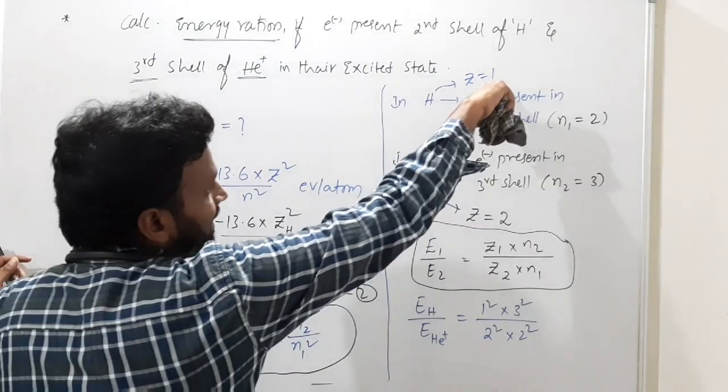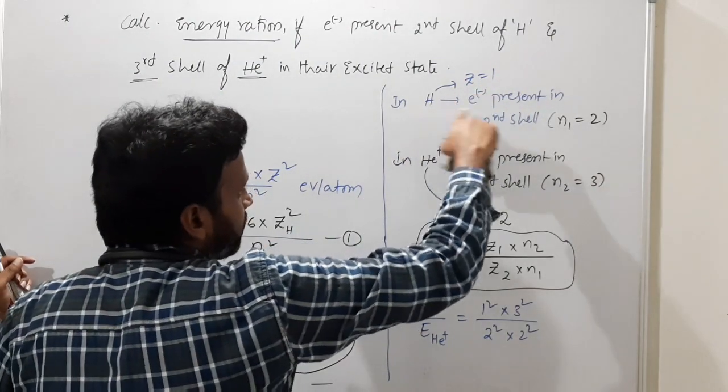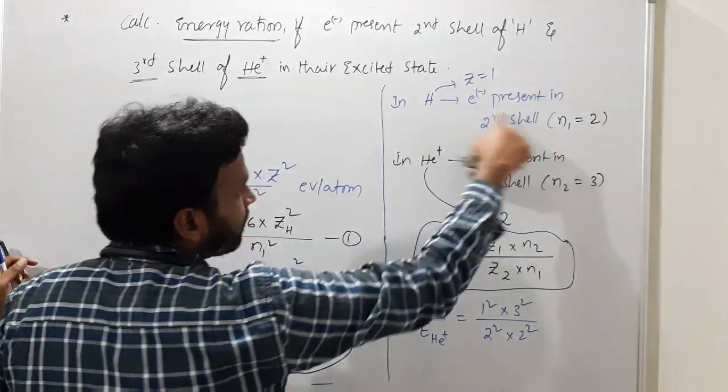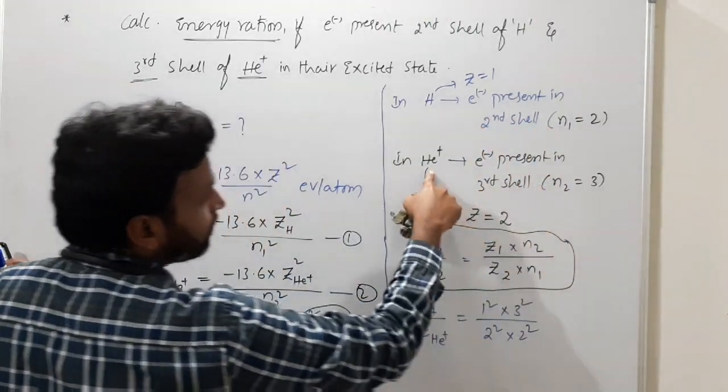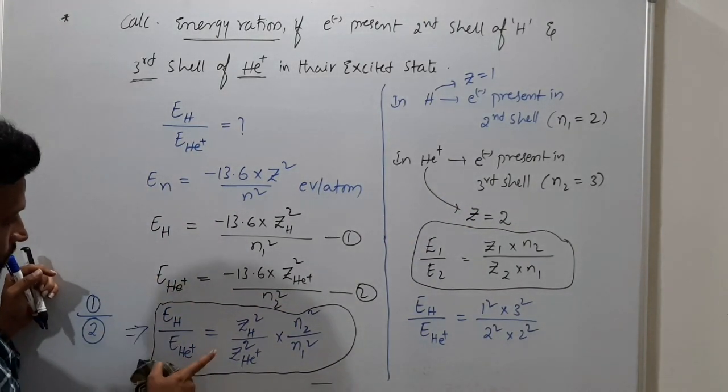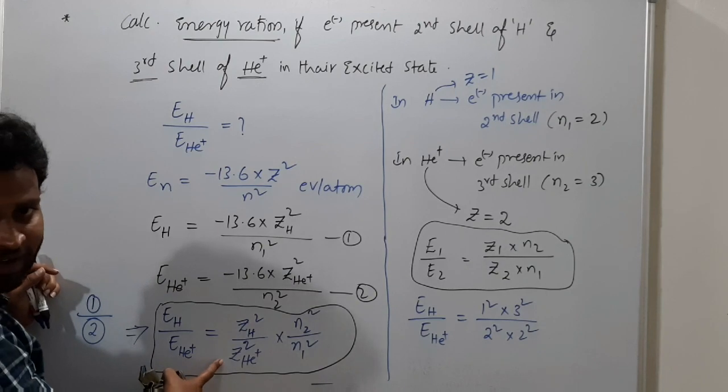So I clearly wrote what is the atomic number of hydrogen and the atomic number of helium, and what is the shell number for hydrogen and the shell number for He plus. By using these two formulas, I got this formula finally.